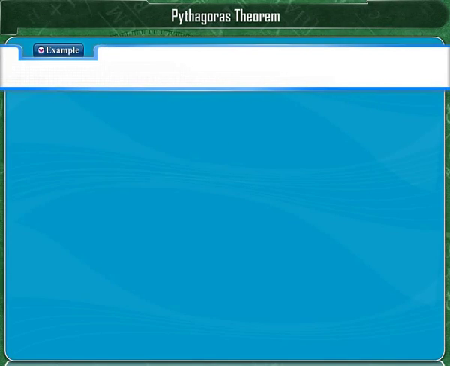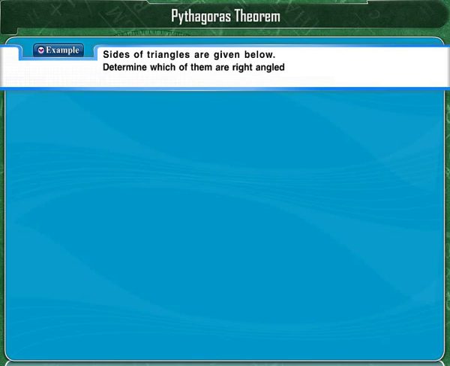Example. Here, the sides of some triangles are given. We have to determine which of them are right-angled triangles. The first set is 8, 15, 17. To determine if these are the sides of a right-angled triangle, we will take the sum of the squares of two smaller sides and see whether it is equal to the square of the larger side.